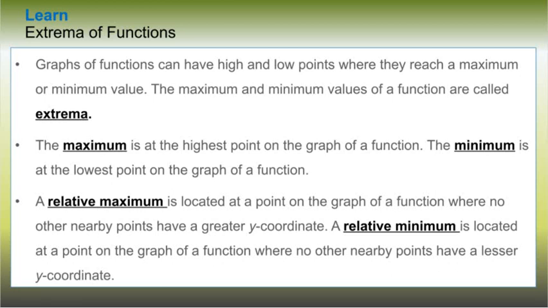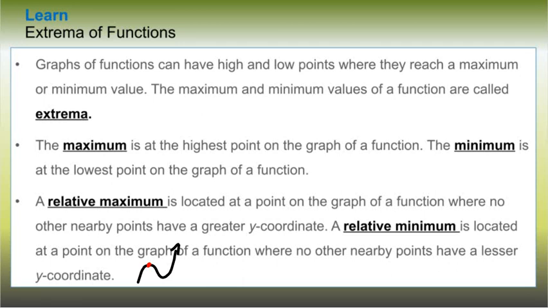But there are also some relative maximums and minimums. A relative maximum is located at a point on the graph of a function where no other nearby points have a greater y coordinate. It doesn't mean it is the highest point, but it is a high point at some point in the graph. So an example would look something like this. This point right here is a high point, but that's not the highest point on the whole function. So that would be considered a relative maximum.